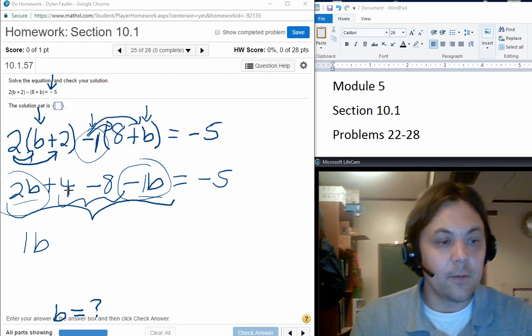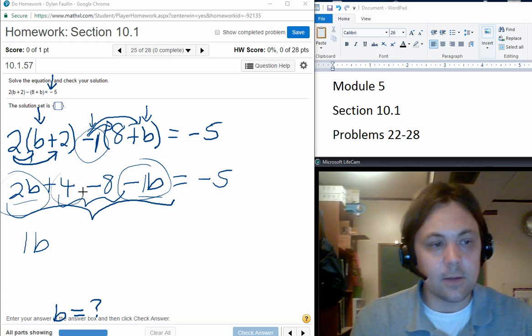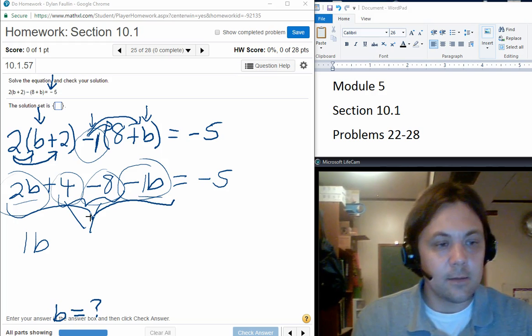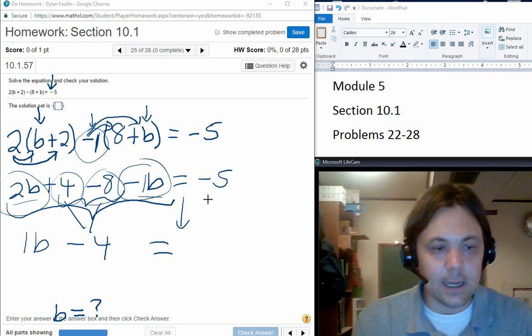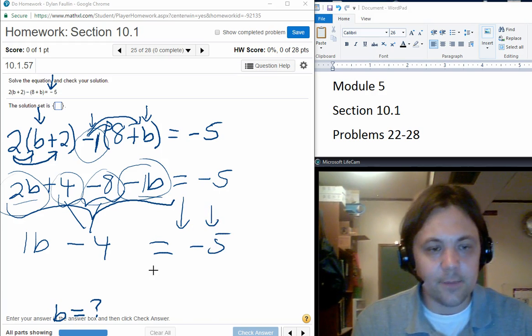Here we have 4 minus 8. These two things are like terms, this here and this here. Combine those together, and we get 4 minus 8, which is negative 4. Copy down the equal sign, copy down the minus 5.